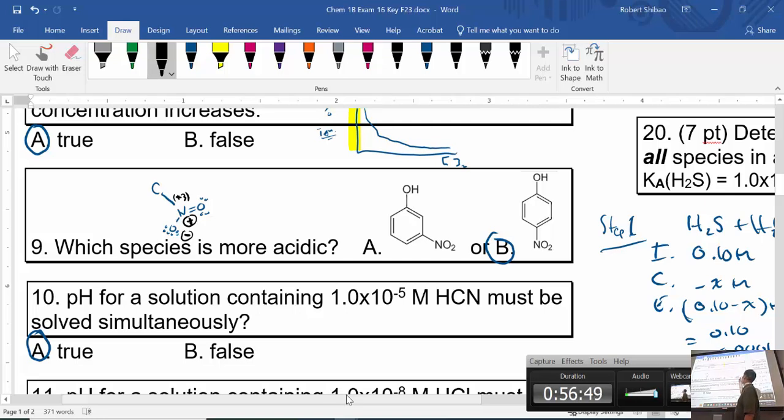Having the electron withdrawer in the para position, because where does the negative charge ever land on a meta position? Take a look at all the resonance forms I drew. Did the negative charge ever land on a meta? No. The negative charge was either on an ortho or a para. And so having an electron withdrawer on an ortho or para will help do what?